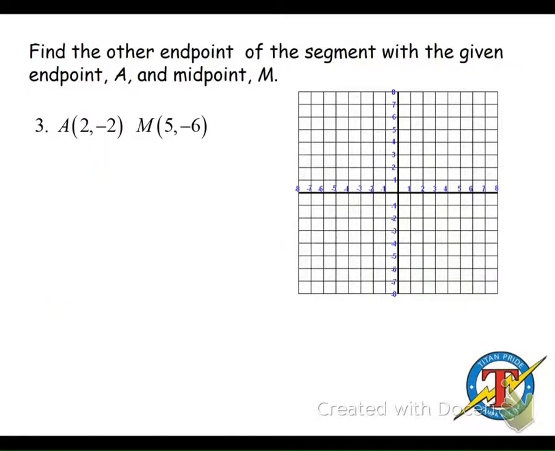Okay, for this next one, make sure you read the directions carefully. This time, they're giving us one endpoint, which they're calling A, and they're giving us the midpoint. We have to find the other endpoint, which we can call whatever we want, but I'll call it B. We have to find the other endpoint that makes this the midpoint.